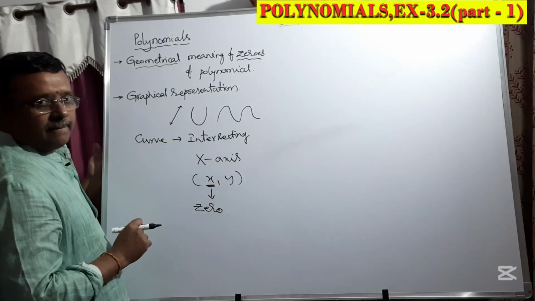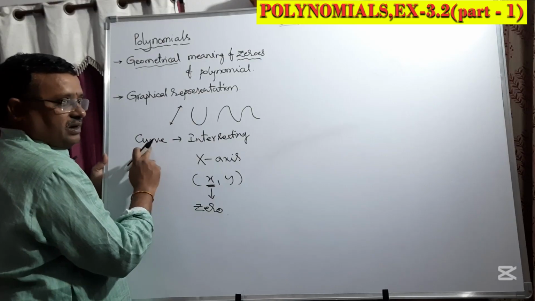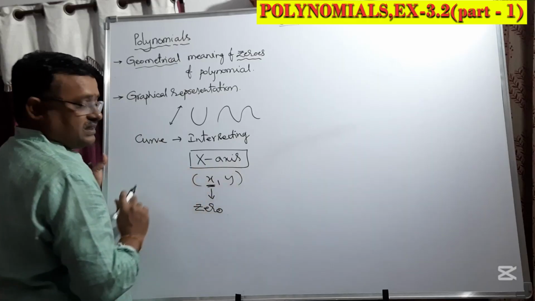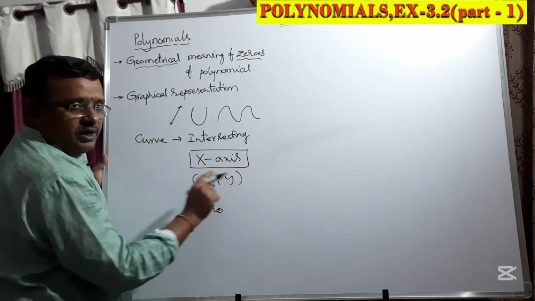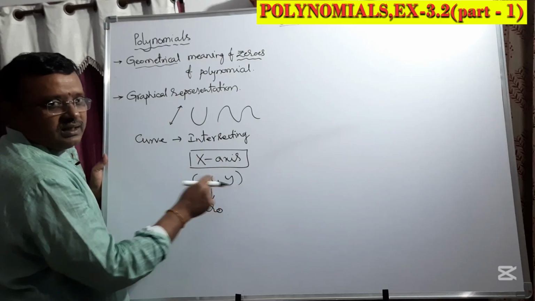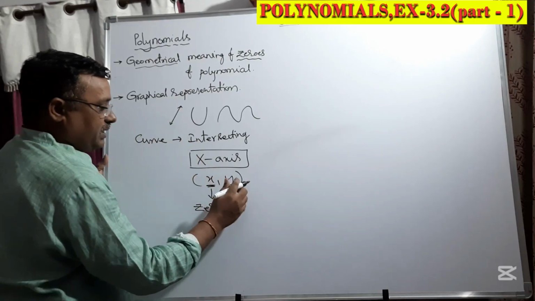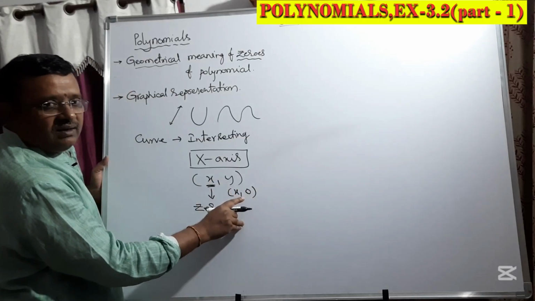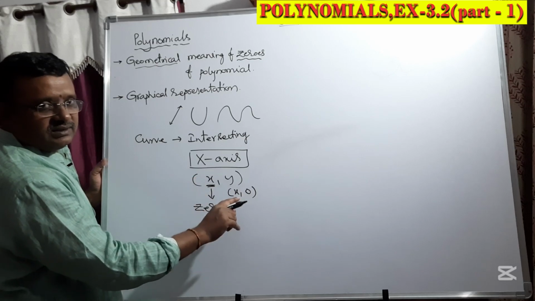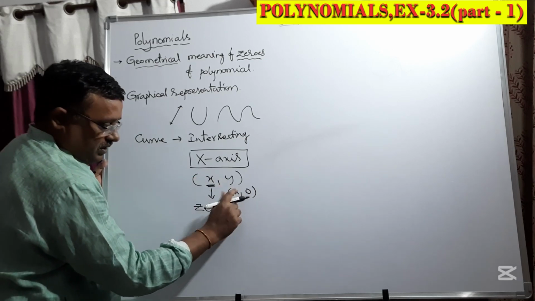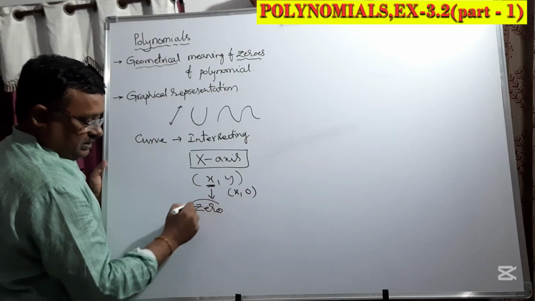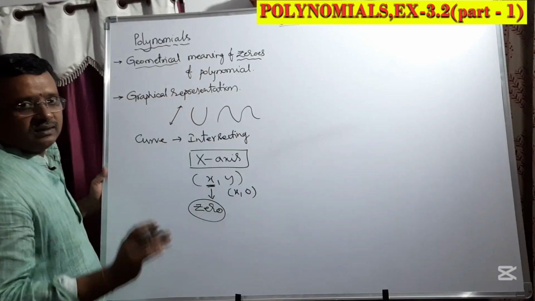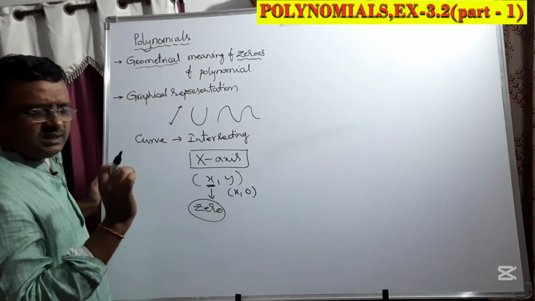Once again I am explaining. If the curve or polynomial intersects the x-axis, you will get an intersecting point like the ordered pair (x, y). Exactly, it will become the ordered pair (x, 0), because y will become 0 on the x-axis. Whatever the x coordinate is there, that is the zero of the polynomial in the geometrical meaning. Understood? One simple and easy example I will explain.